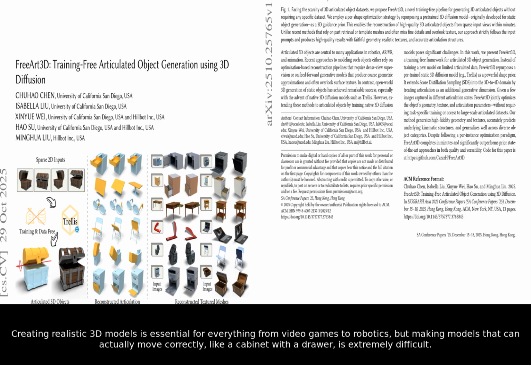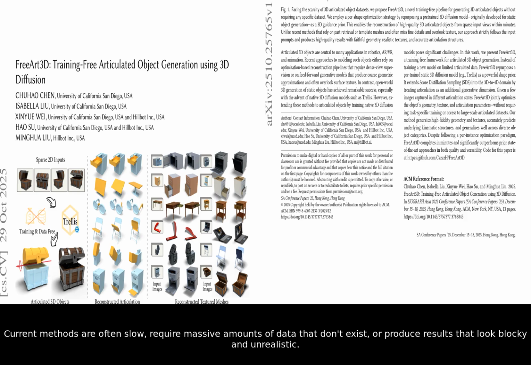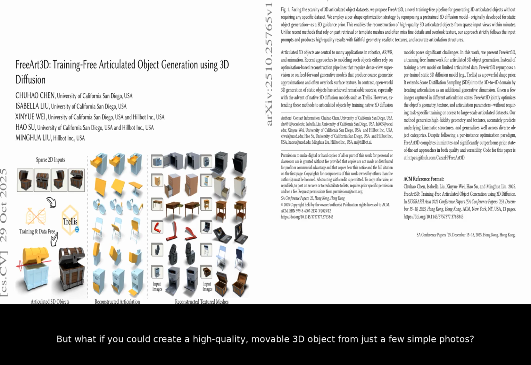Creating realistic 3D models is essential for everything from video games to robotics, but making models that can actually move correctly, like a cabinet with a drawer, is extremely difficult. Current methods are often slow, require massive amounts of data that don't exist, or produce results that look blocky and unrealistic. But what if you could create a high-quality, movable 3D object from just a few simple photos?